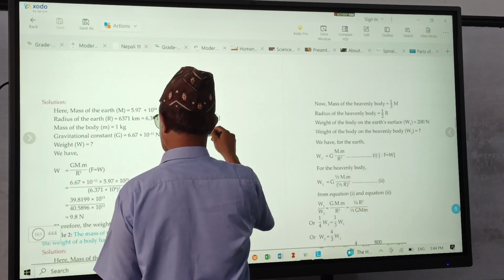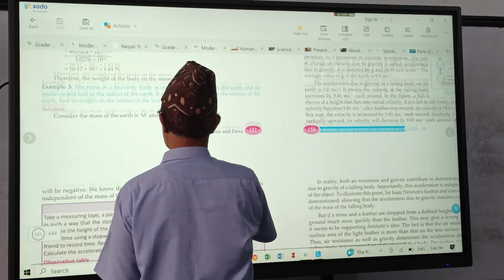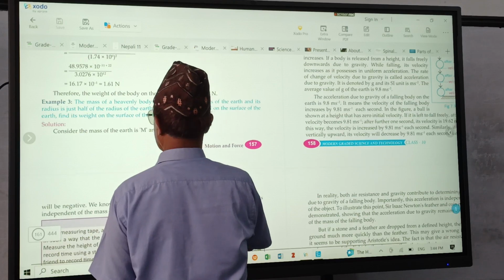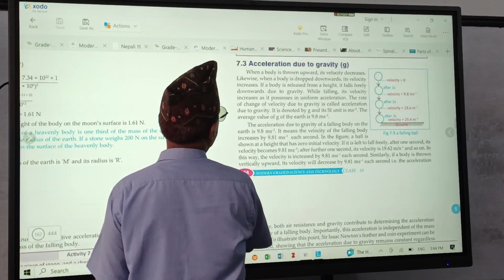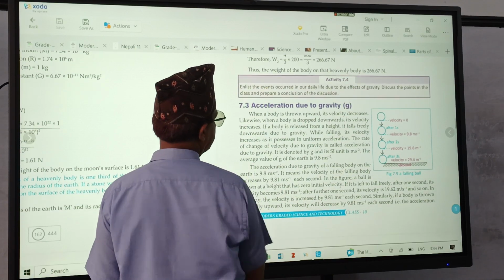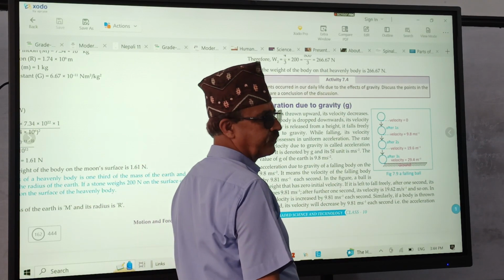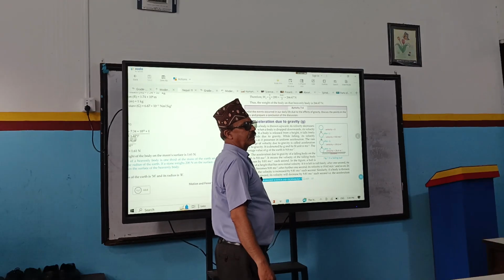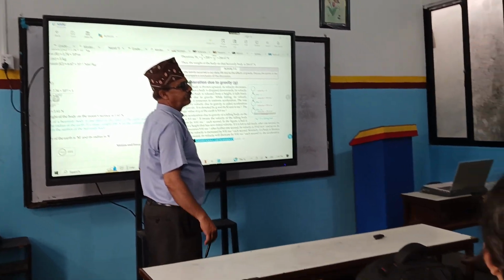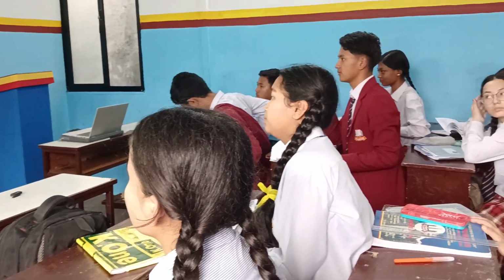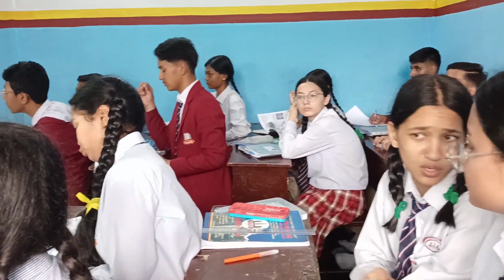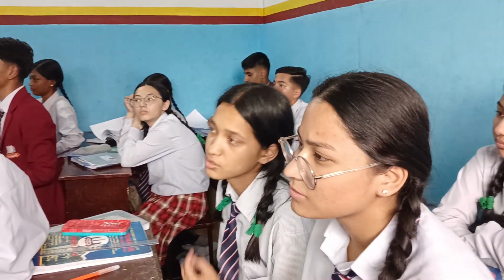Numerical problems already solved. You must solve them time and again. You must understand the things and do it. What is the page number? Acceleration due to gravity discussed. Page 159 is where acceleration due to gravity is given. Small g is not gravity. Small g is acceleration due to gravity.